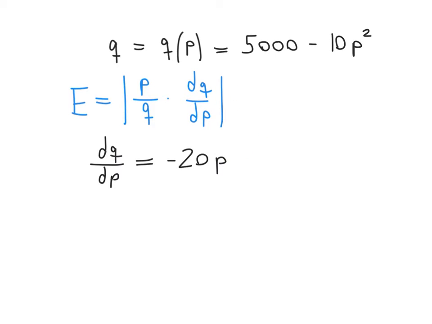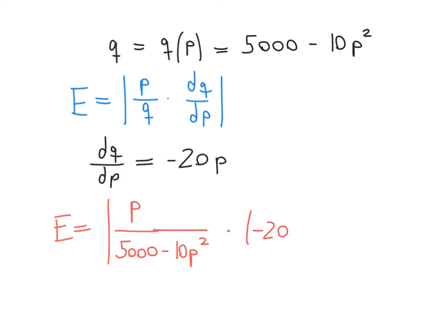And now in the final step, plug everything back in. So now we can write E is equal to P over Q. And now what is Q? For Q we plug in this term, because that's what Q is. Q is given as a function of P. So let's plug it in here. So that would be 5,000 minus 10P squared. Now you multiply this by dq over dp, which we already computed, is minus 20P.